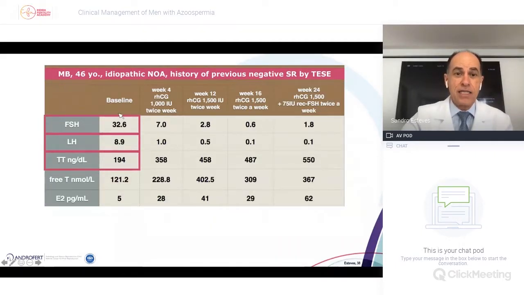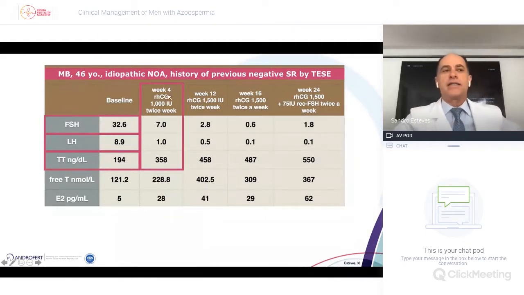The baseline level of FSH is quite high, 32.6. LH levels are in the upper limits, still within the normal range, and total testosterone is 194, which is below 300, low total testosterone. So what we did in this patient, we started the stimulation with recombinant HCG 1,000 units twice a week. One month later, as you can see, the FSH levels dropped dramatically. The total testosterone levels actually increased, and now it's higher than 300.